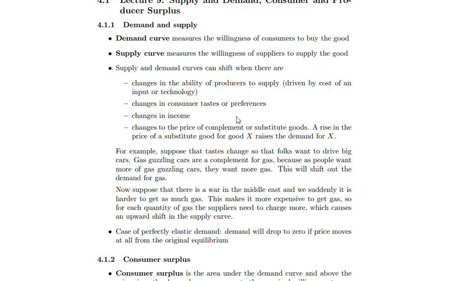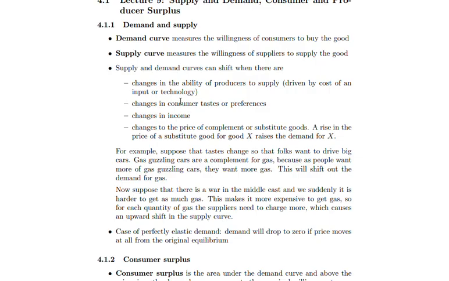The supply curve measures the willingness of suppliers to supply the good. Supply and demand curves can shift when there are changes in the ability of producers to supply, driven by the cost of an input or technology, or changing consumer tastes or preferences, or changing incomes, or just changes to the price of complement or substitute goods.